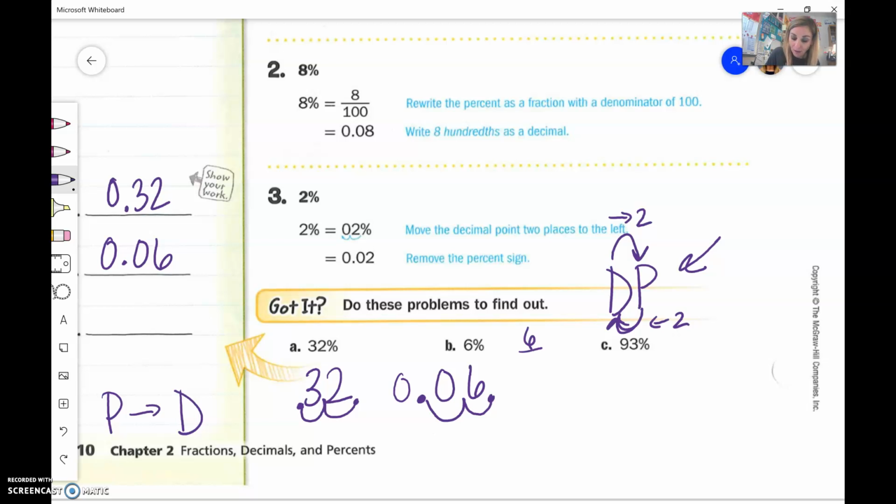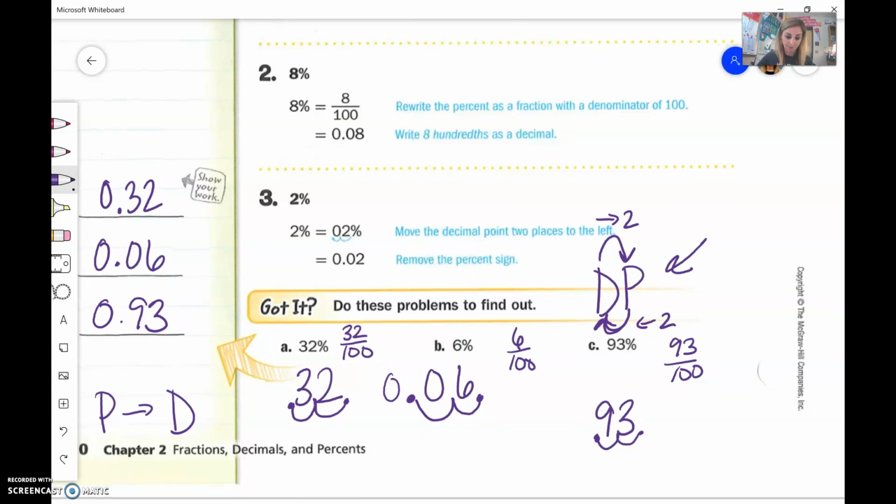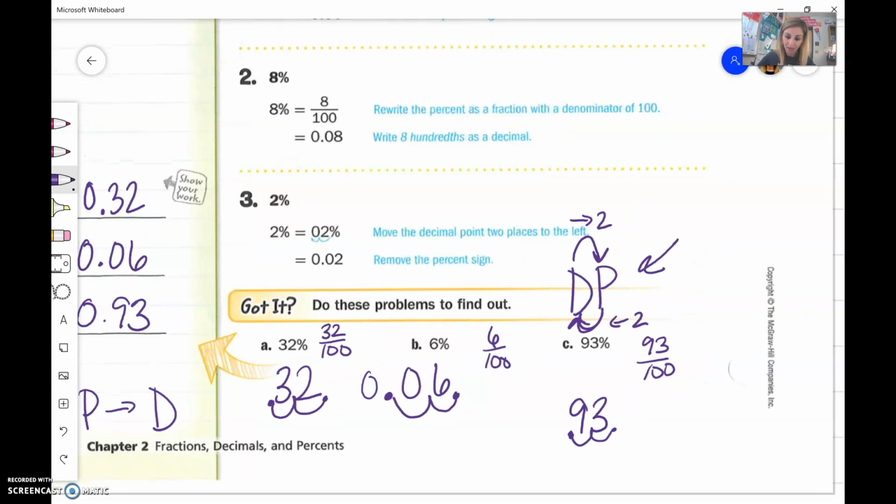Okay? If we were to write 32% as a fraction, it would look like this. 93% means out of 100, so it looks like this. So 93, my decimal point is at the end. Since I'm going from a percent to a decimal, I move it 2 places to the left and I get 0 and 93 hundredths. Okay, let's take a look at the next page.